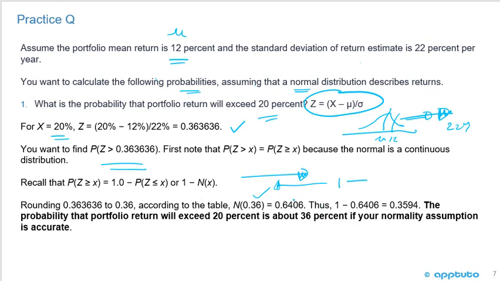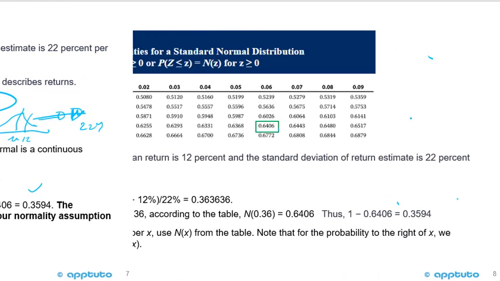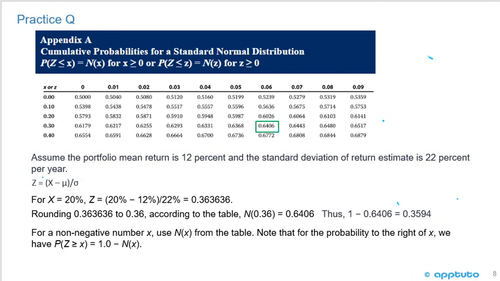So when we look at the z table, we're going to find that for z equals 0.36, we get 0.6406. So 1 minus 0.6406 is going to give us 0.3594. So we're going to have about a 36% chance that our portfolio return will exceed 20%, if your normality assumption is accurate. Let's just go through that example again slowly, with the table on the slide this time.